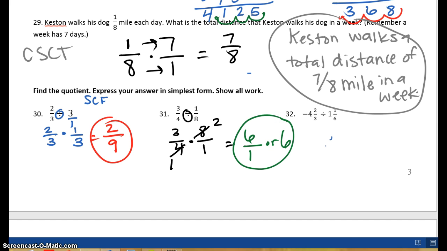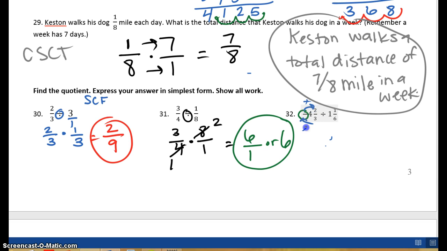And the last problem for this page is negative 4 and 2/3 divided by 1 and 1/6. So I see automatically that I have one number that's negative. So since I'm dealing with one negative, one positive number, my answer is going to end up being negative. But the first thing I have to do is change my numbers into improper fractions by using the big C method.